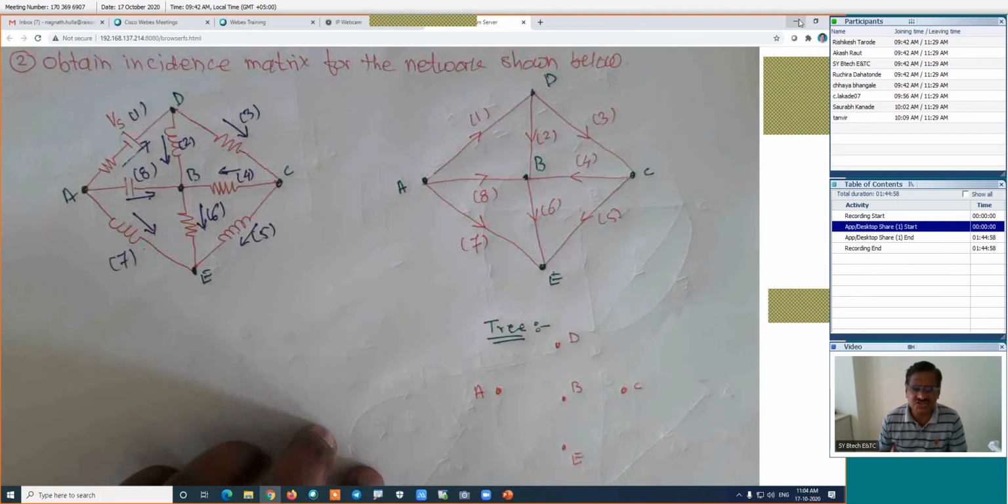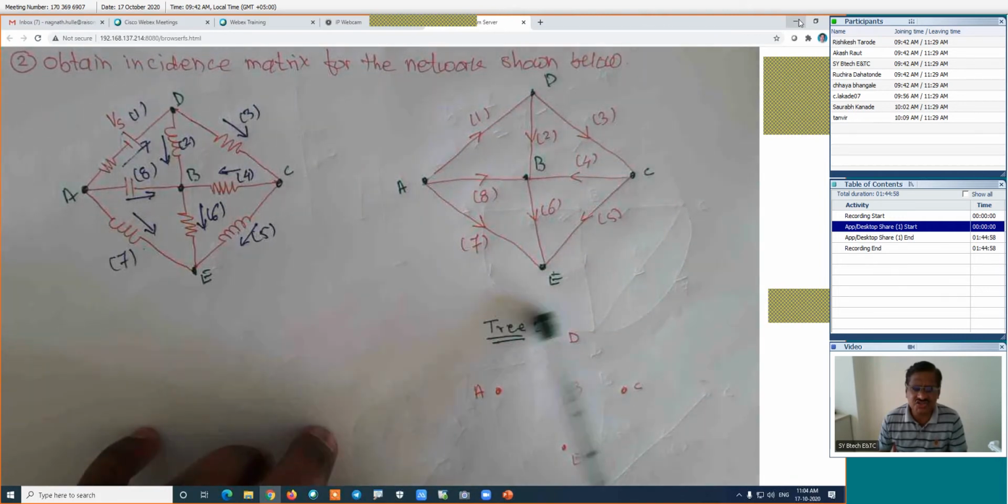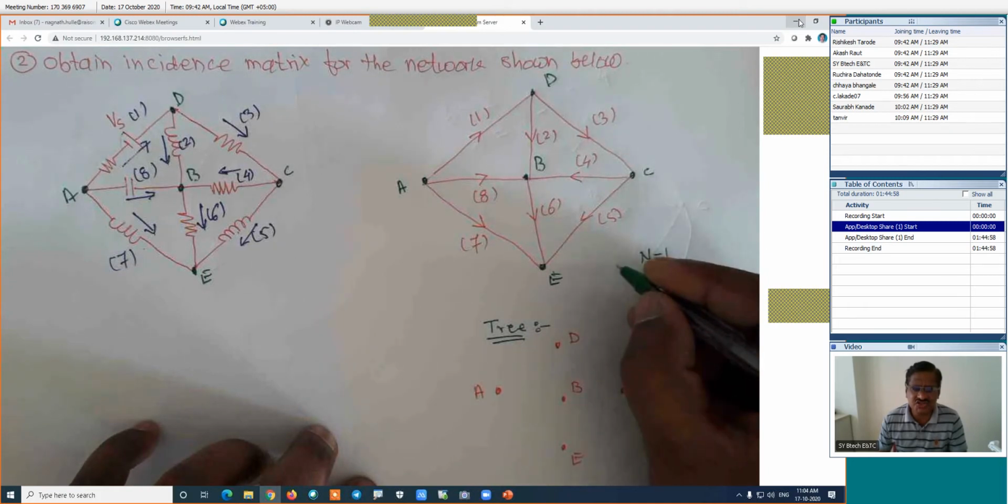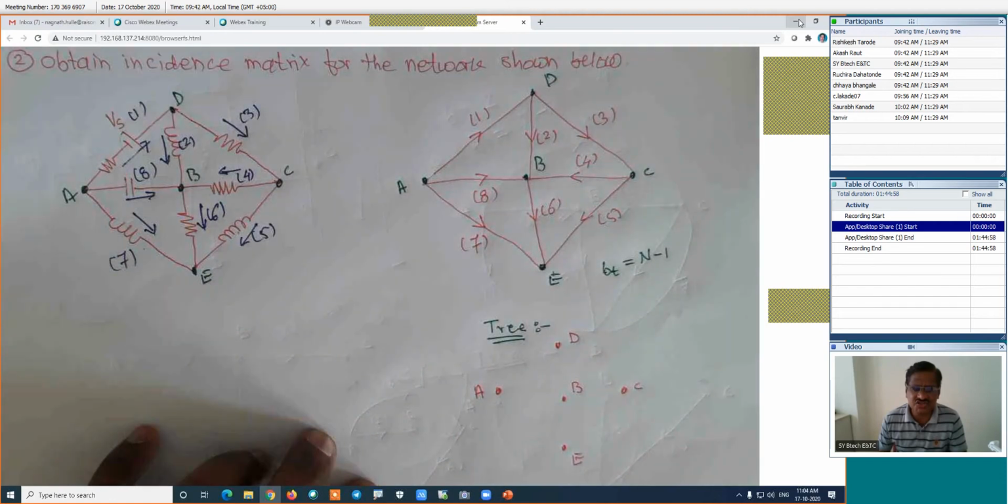Tree is the set of the branches which connects all the nodes to each other directly or indirectly without forming a loop. And how many number of tree branches we have? Number of tree branches is equal to n minus 1. I will call it as BT. The number of tree branches, BT, is equal to n minus 1.